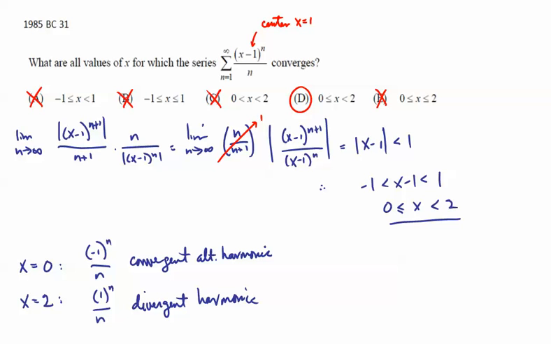So that's how we would do the full ratio test to find the interior of the interval of convergence, but hopefully you can pick up that shortcut, which will save you a lot of time, and these are great questions to get correct for the BC topics.